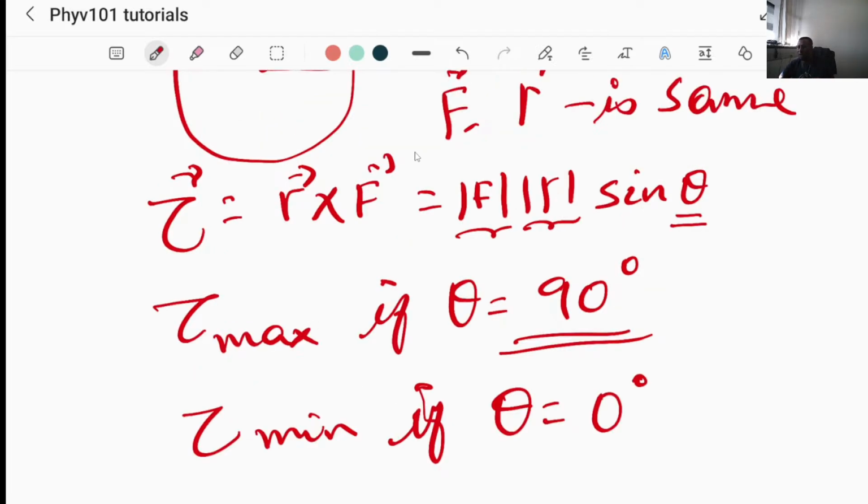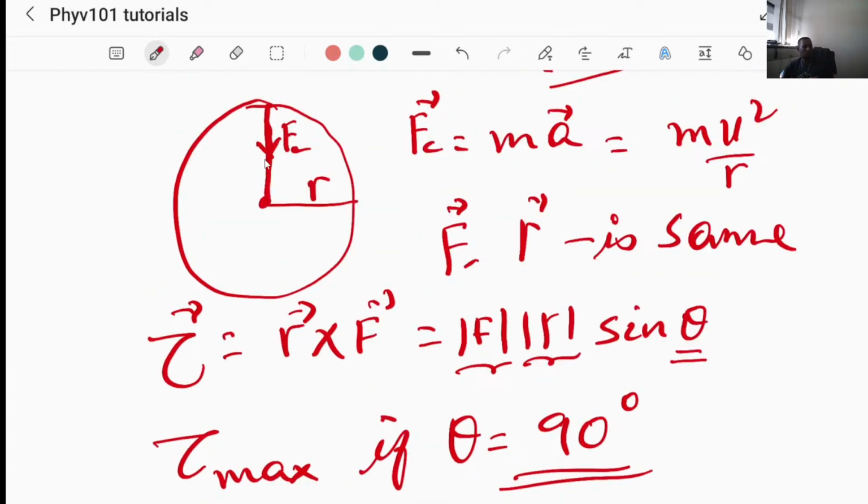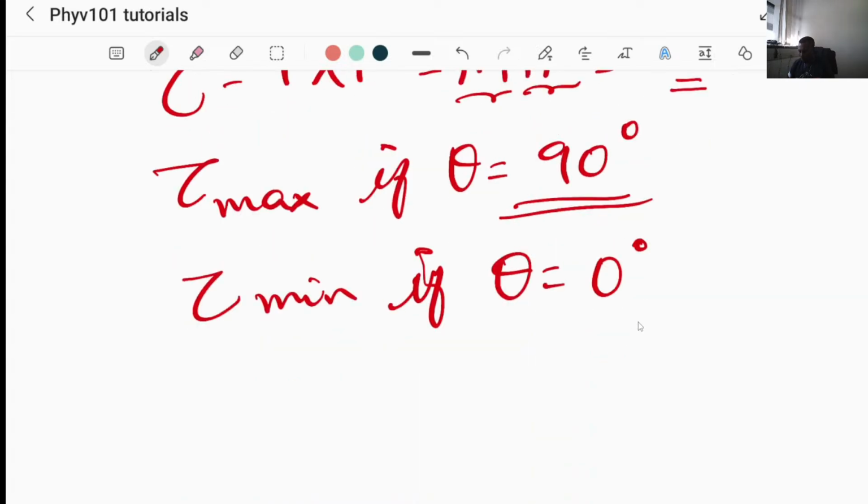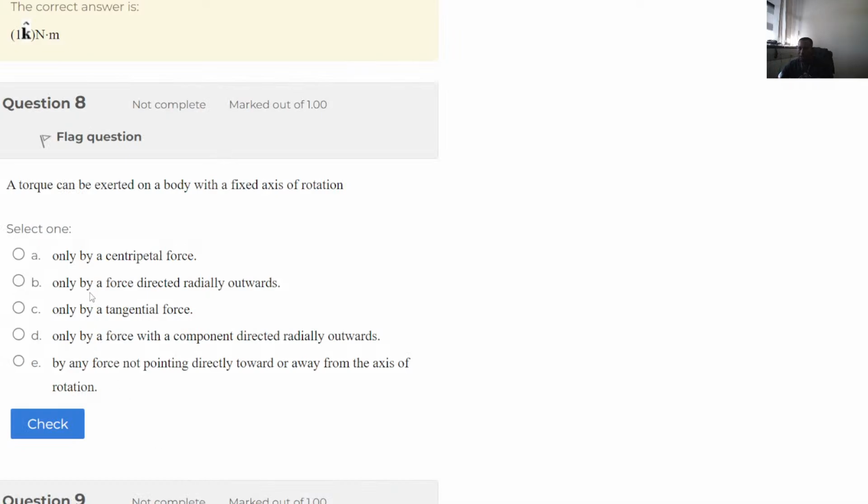Therefore, for the centripetal force, the direction of F and the direction of R are the same, meaning theta is 0 degrees. Therefore, centripetal force does not cause any torque. If you go back to this question, a torque can be exerted on a body with a fixed axis of rotation only by centripetal force. That is wrong, actually. The centripetal force has no torque, no turning effect. Therefore, choice 1 is not correct.